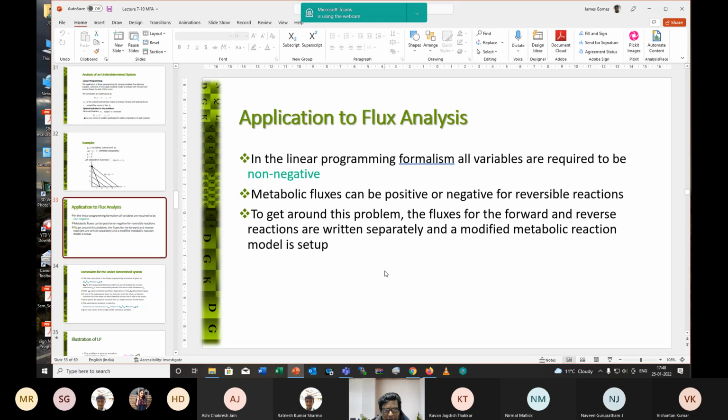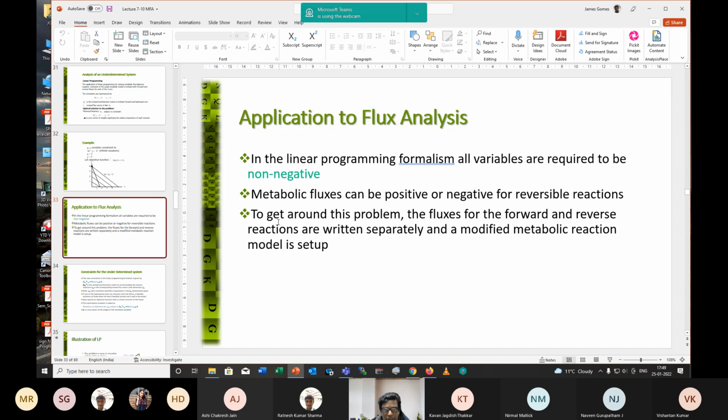Then you also have application to flux analysis, because linear programming is a formalism that can be used. But you have to keep in mind that all variables are non-negative. So that itself is one basis for giving a constraint. The fluxes have to be positive or negative based on the reversibility of the reaction, that means whether we have both forward and reverse. If the reverse is possible, then it can be negative, and you can choose a convention. Normally, the convention is that something that is produced is positive and something that is being consumed is negative. So based on that, you will have to generate these reversible reactions.